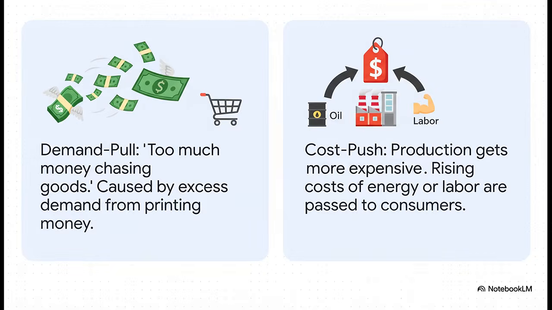So demand pull inflation is that classic scenario we just talked about. Way too much money chasing way too few goods, which pulls prices up. But cost push inflation, that's a whole different beast. This happens when it just gets more expensive to make things, like if oil prices suddenly spike or wages go up. Companies then have to push those higher costs onto us, the consumers, by raising their prices.